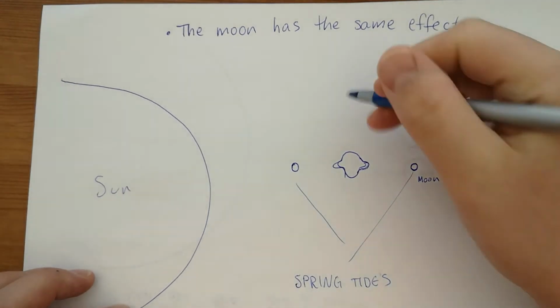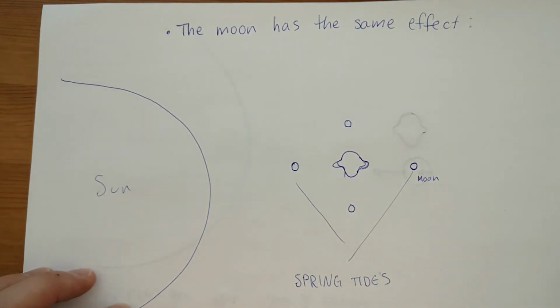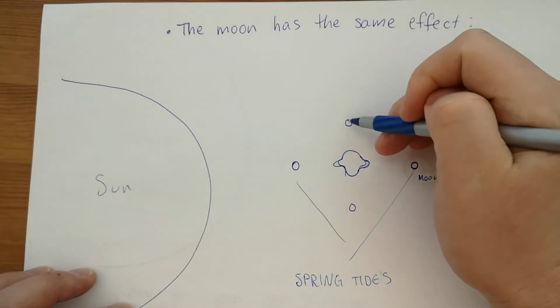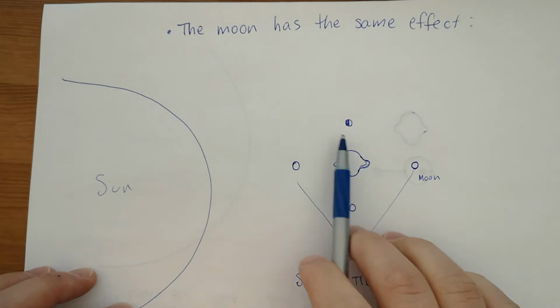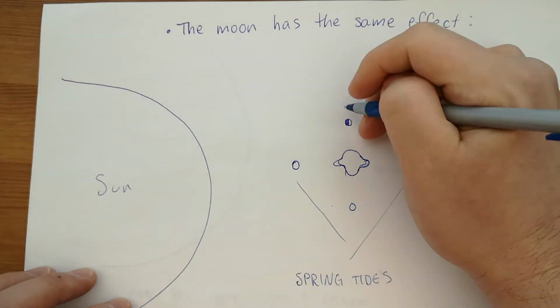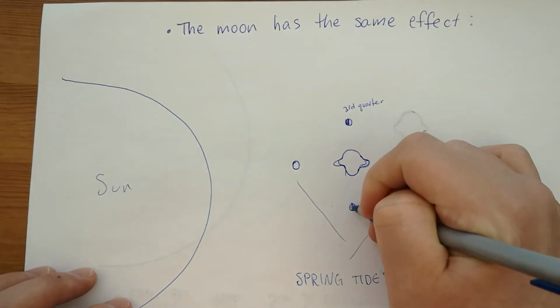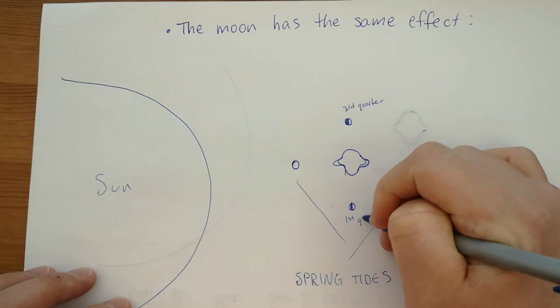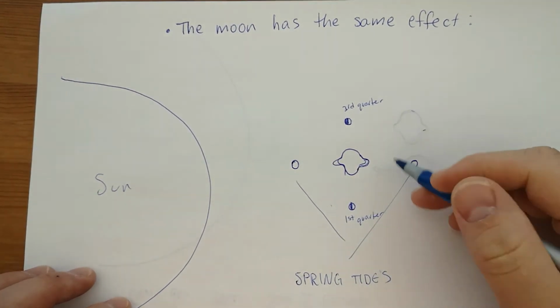The lowest tides are when the moon is in its quarter phases. Okay, so up here, the left side of the moon would be lit up from the sun. We would look, this would be actually third quarter to us. This would be first quarter to us. These are the weakest tides.